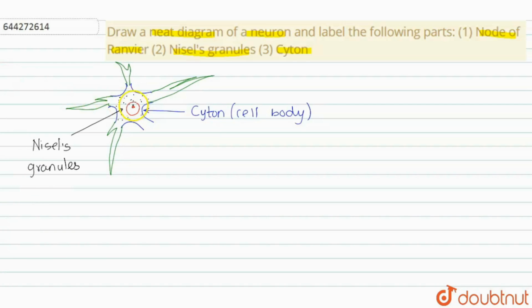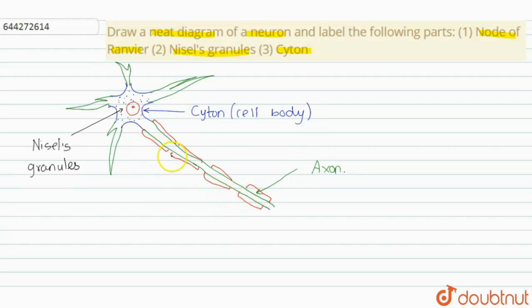Now from the cyton, we have a long tubular structure originating, and this long tubular structure is called the axon. Depending upon the type of neuron, the axon can be a covered axon or an uncovered axon. The cover that is present on the axon is called a Schwann cell. So this is the Schwann cell, this is the second Schwann cell, this is the third Schwann cell. So we have multiple Schwann cells like this present around the axon that cover the axon.